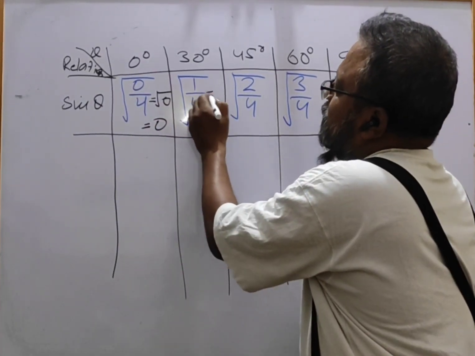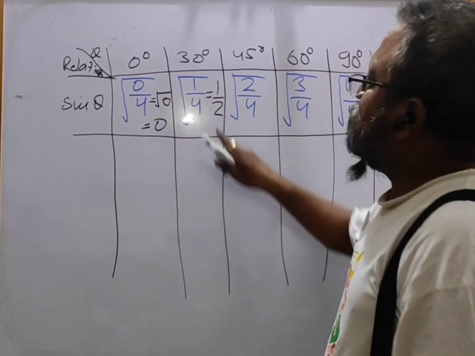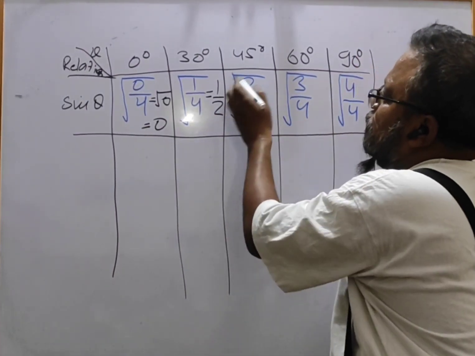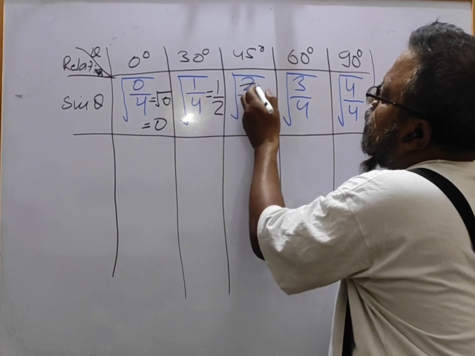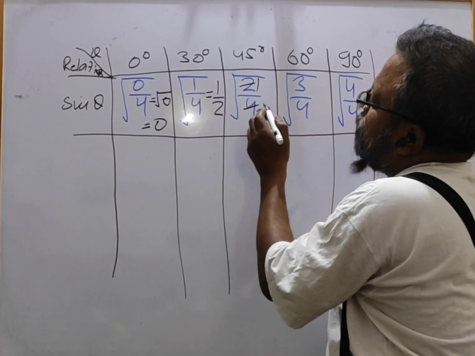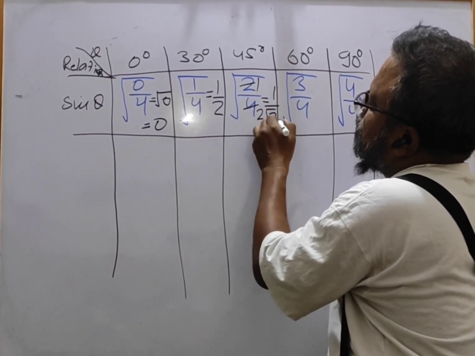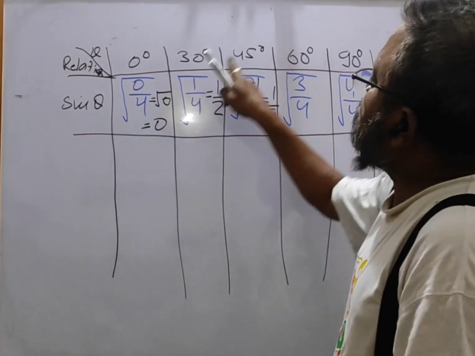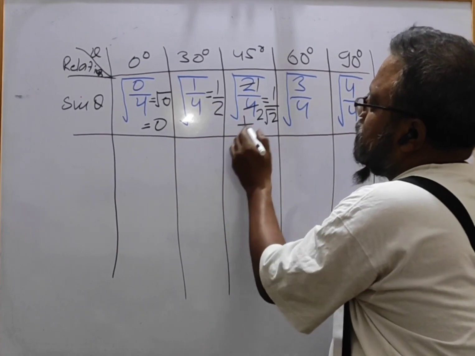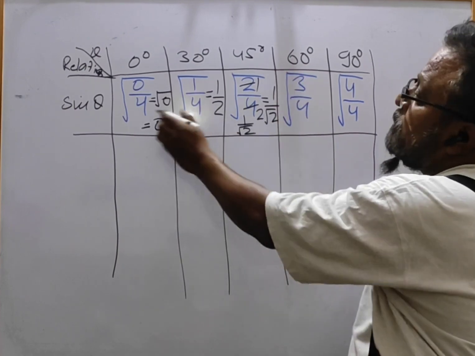If you take 1 upon 4, it means 1 upon 2. So sine 30 is 1 upon 2. If you take 2 1s are 2, 2 2s are 4, so you get 1 upon root 2. So sine 45 is 1 upon root 2.